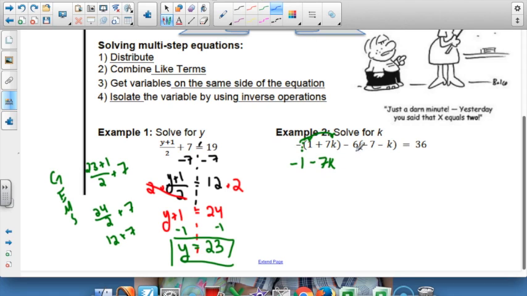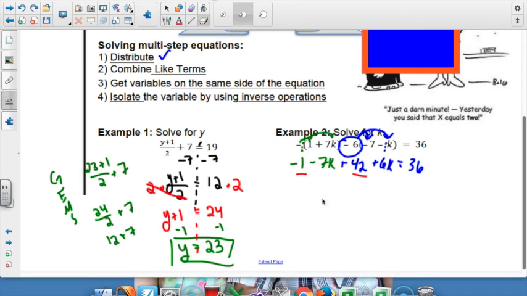And then I'm going to distribute this 6, except it's not just a 6. It's a sneaky little -6. So make sure that when you distribute that, you're taking that negative with it. So -6 times -7 is +42. -6 times -k, remember there's a 1 there, so I'm saying -6 times -1 is +6, and I've still got the k. And then that equals 36.